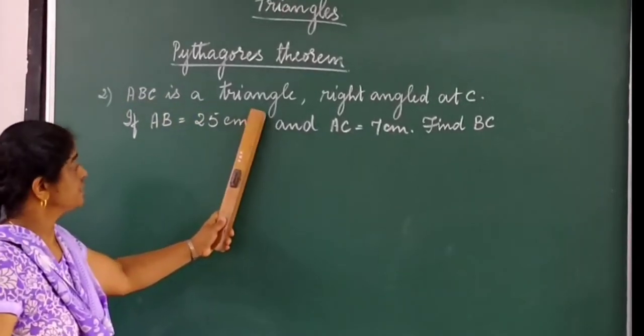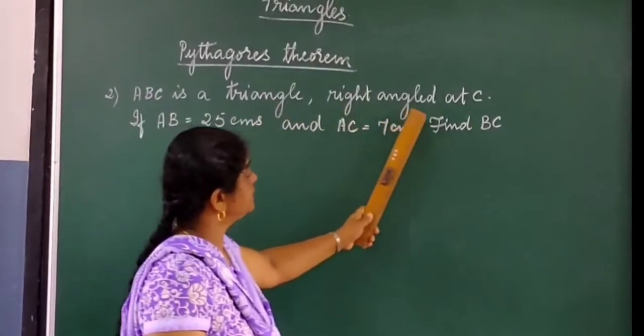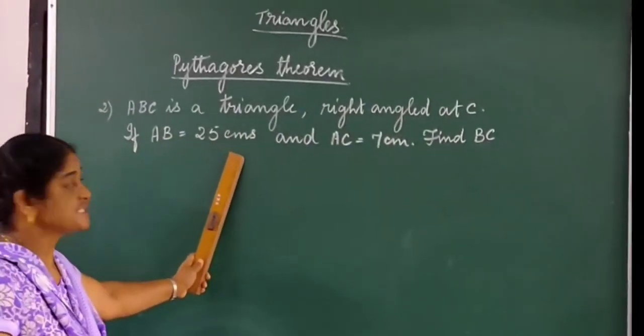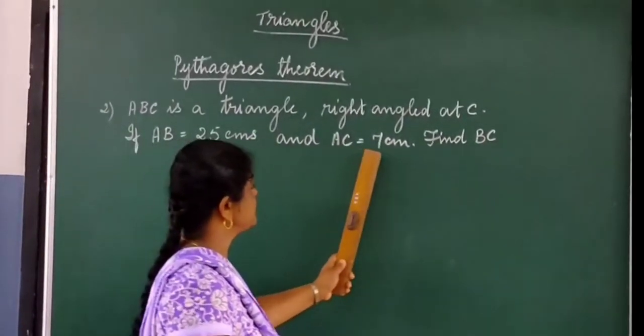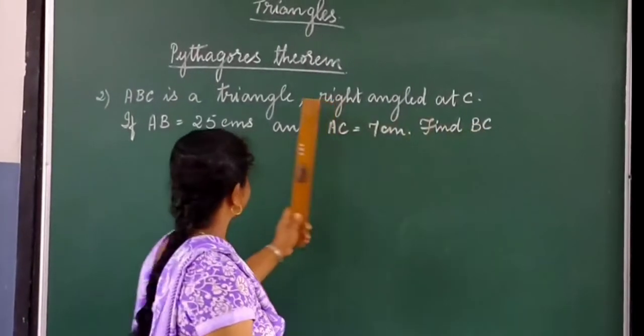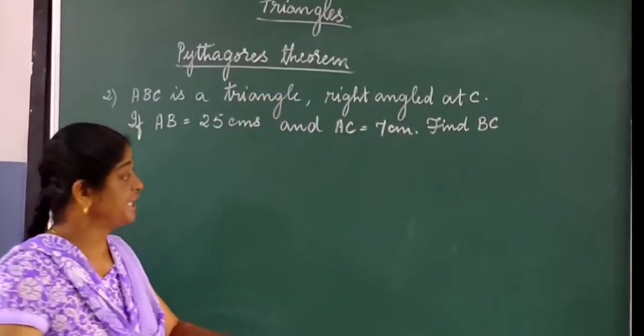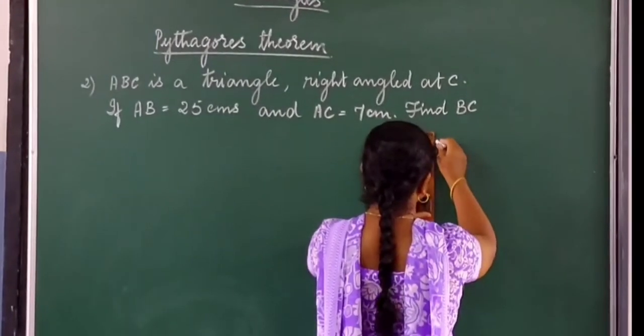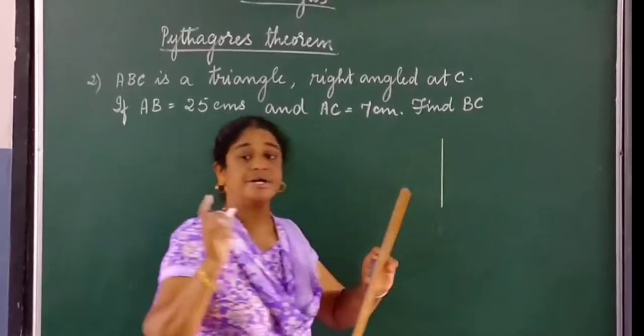ABC is a triangle with a right angle at C. If AB is 25 centimeters and AC is 7 centimeters, find BC. Now here they say ABC is a right angle triangle. First you must always draw a rough figure.